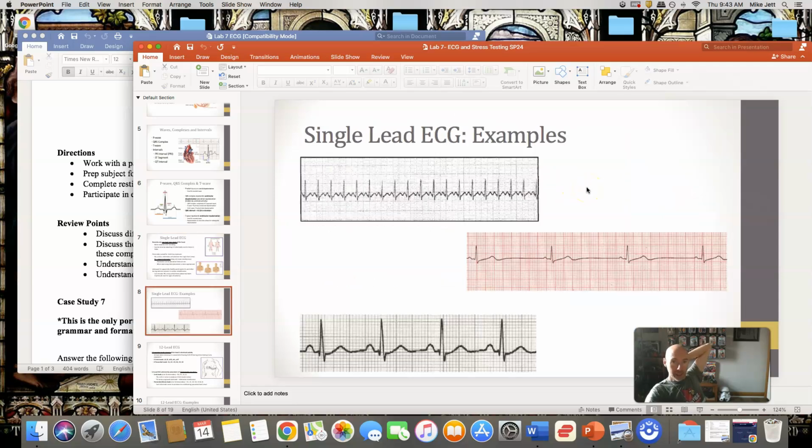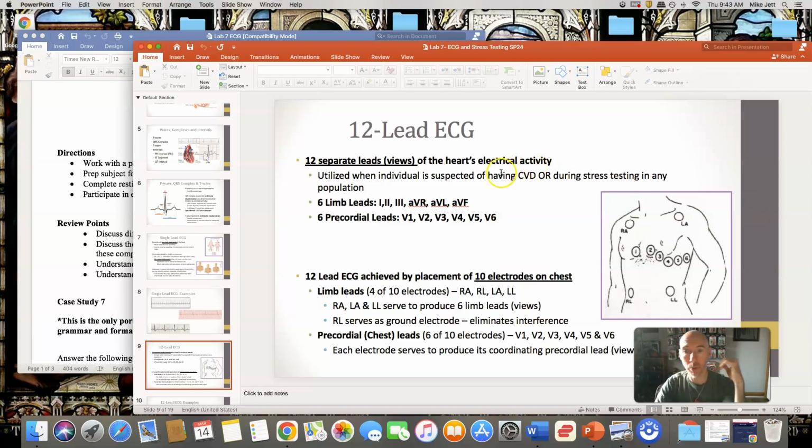Then, as I just mentioned, a 12 lead is going to be generated from 10 electrodes. So we see in this diagram, we have the 4 limb electrodes, and then we have our 6 chest electrodes here. 10 electrodes would give us 12 different views, and that would give us then the 12 lead ECG. Okay. The specific leads are named as we see here. The 6 limb leads are lead 1, lead 2, lead 3, aVR, aVL, aVF, and 6 precordial leads, V1, V2, V3, V4, V5, V6.